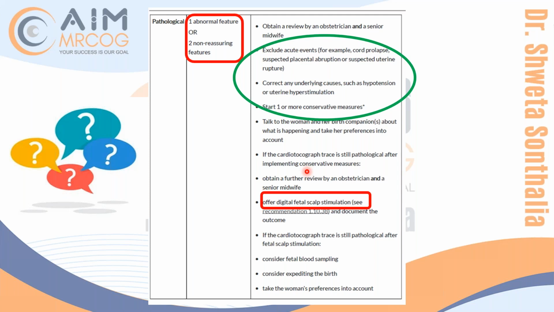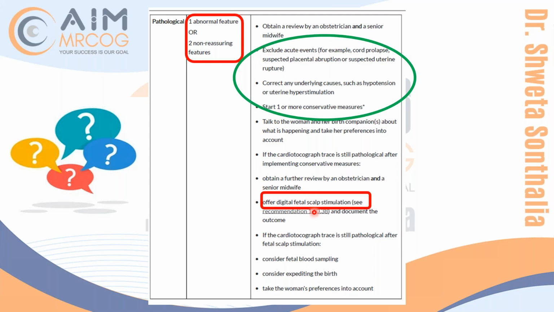Now, after doing all this, if the trace is not improving, if the trace is still the same, you have removed the oxytocin drip, you have given her terbutaline, and the trace is still abnormal. Now what to do? Then I have to act, right? Because this is a pathological CTG. So if I have the fetal scalp sampling facility, I will do that. But if I don't have that, which most of our country doesn't have, then what are we going to do?